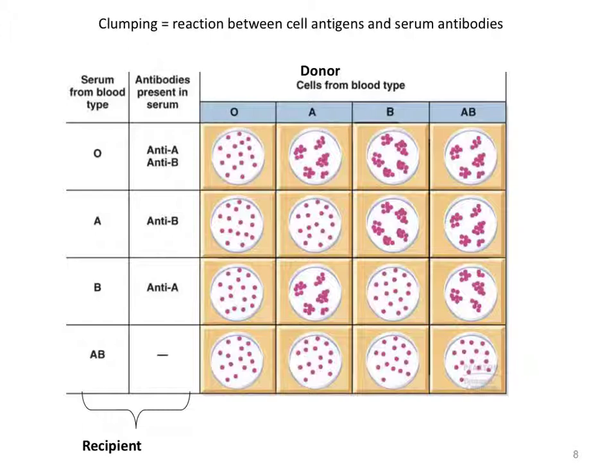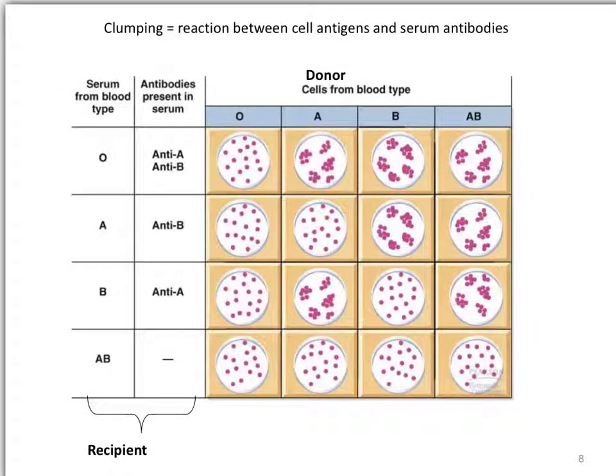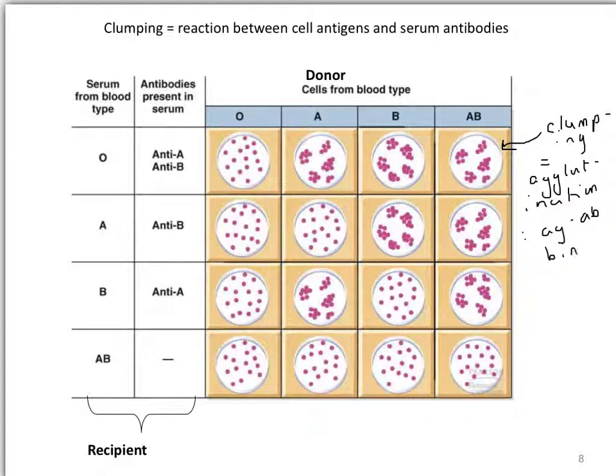Clumping means agglutination. So in this reaction over here, for example, we're seeing clumping, which is agglutination, which is due to an antigen-antibody binding reaction. Okay? Over here is an example of a figure where there's no clumping. So we're not seeing any kind of antigen-antibody binding in that case.